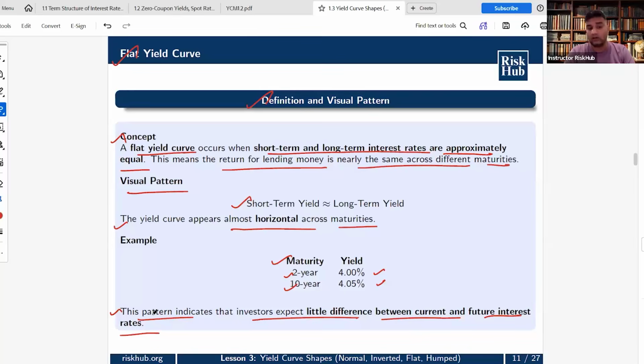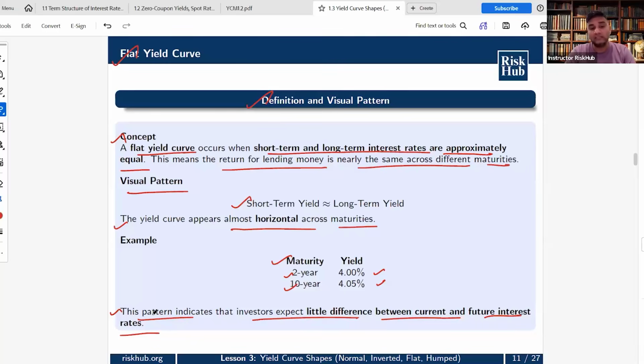Left column maturity, right column yield, the 2-year is 4% and the 10-year is 4.05%. The one thing it shows is a gap of 5 basis points across 8 years of maturity, which is close to zero. Terms defined here, basis point, 1/100th of 1%, so 0.01%, right? Flat has no fixed threshold. Please understand that. Desks usually treat a 2s10s spread of roughly plus or minus 25 bips as flat. The number depends on the market and the volatility regime.